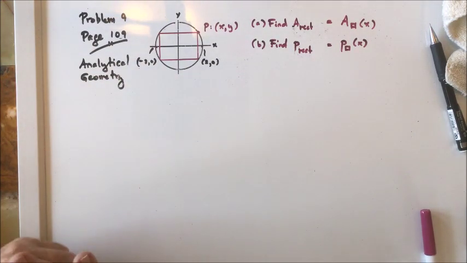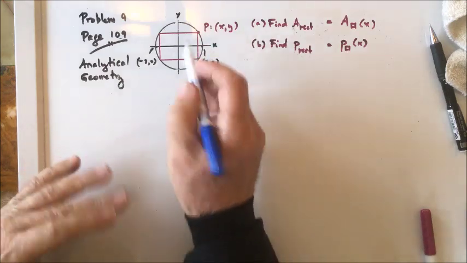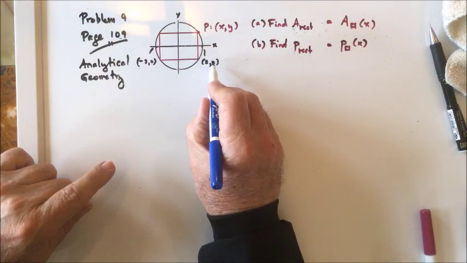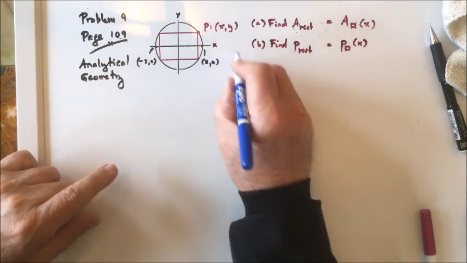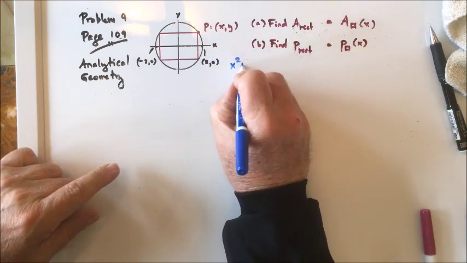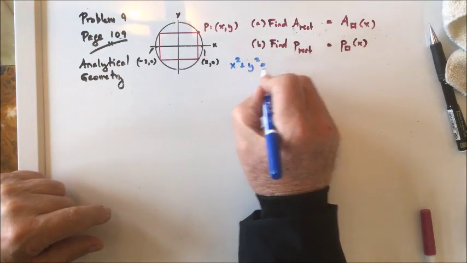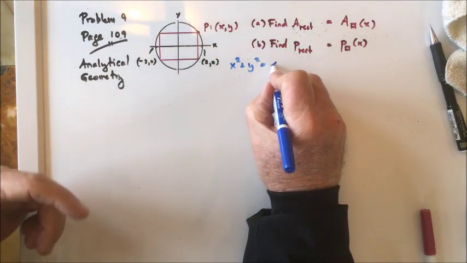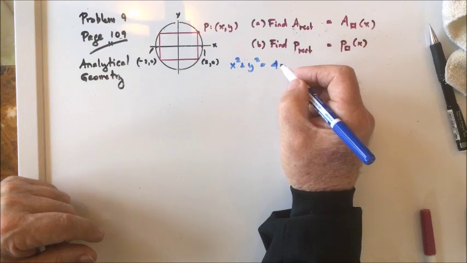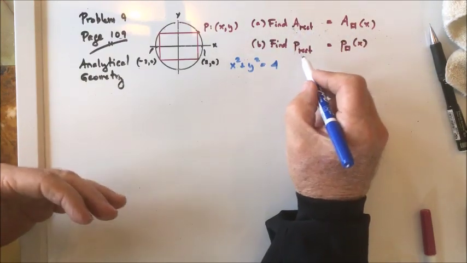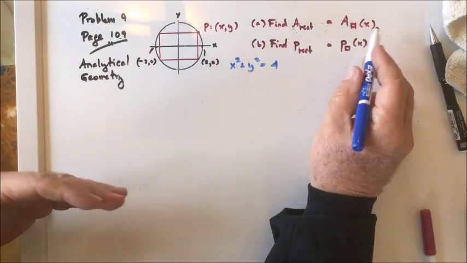I could call it a lot of things, I suppose, because what we're given is a circle, evidently of radius 2. And therefore the equation which defines this circle is x squared plus y squared equals 2 squared, or 4. We're asked to find the area of this rectangle and the perimeter of the rectangle as a function of x.